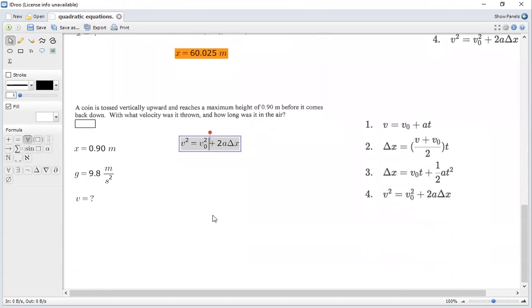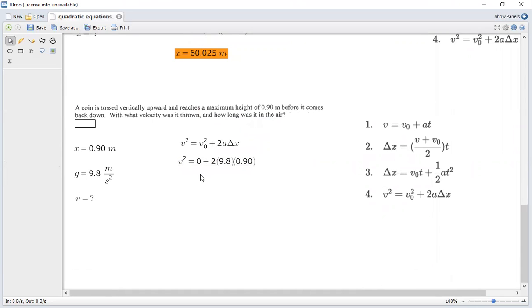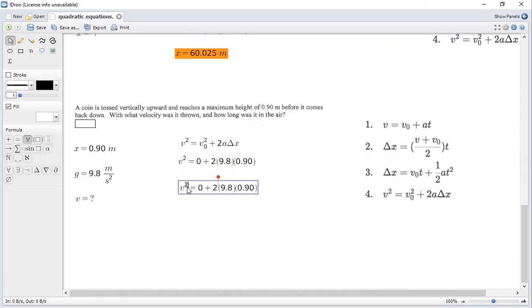Okay, here. It's time to replace values. V sub 0, or initial velocity, what is it? 0, right? Acceleration, 9.8, remember is the gravity. And the displacement or the time, or the distance? 0.90. Okay, here we have 0 plus 2 times 9.8 times 0.90. Do it, please.